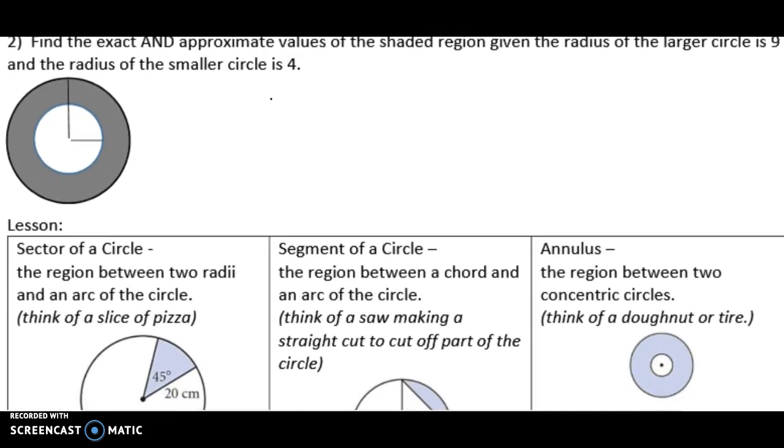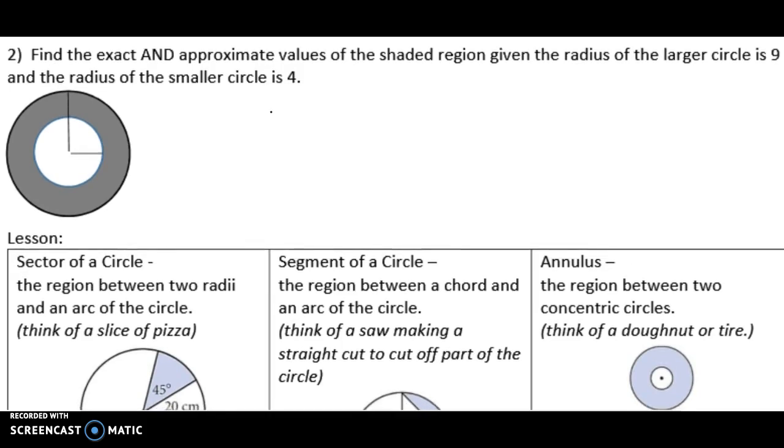Number 2 says find the exact and approximate values of the shaded region. So this is very similar to the one we just did, only we're dealing with circles on this one. Okay. So we can take area of the big circle, pi r squared, minus area of the small circle. And then just fill in what your radius is. Sometimes this will be written with a capital R for the bigger circle and a lowercase r for the small circle.